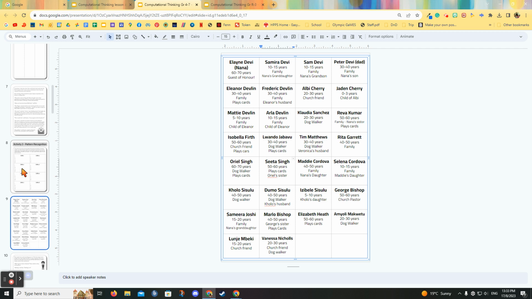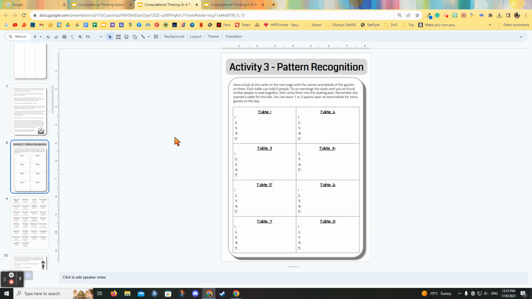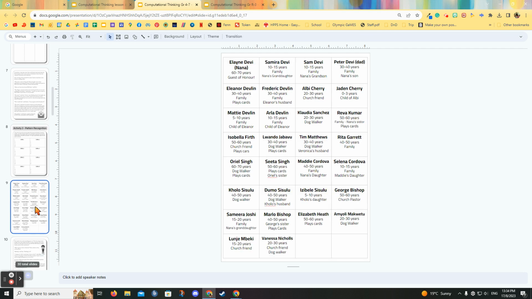And over here, they can use that information, maybe cut out these guest cards, in order to decide who is going to sit with whom. So they can lay the guest cards out and start talking about who they're going to fit together and who might be good at a table with each other until they've come up with a plan of who exactly is going to sit at each table. Like we said over here, they don't have to fill up each table. Some of them they can leave spaces because obviously there might be more guests that haven't RSVP'd that arrive on the day.